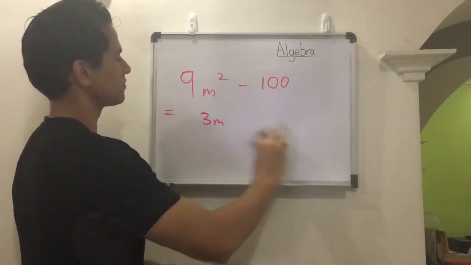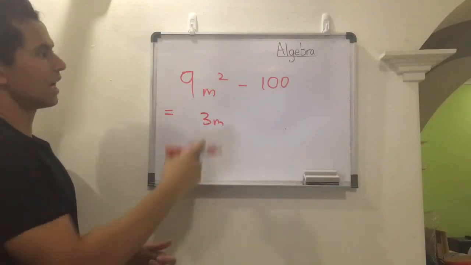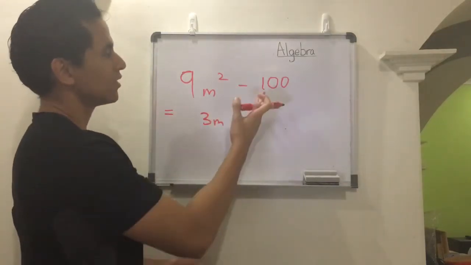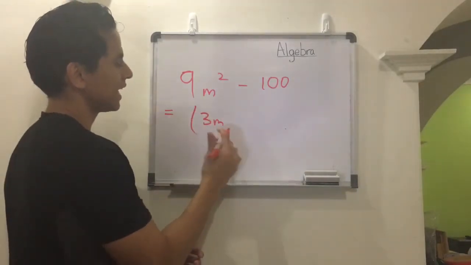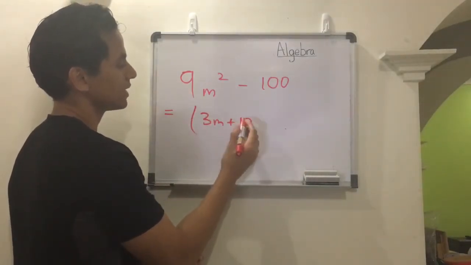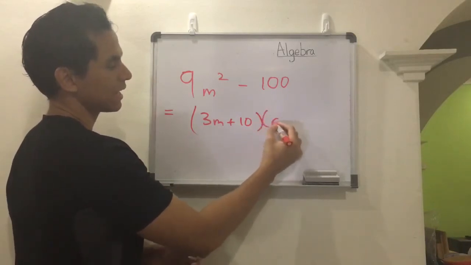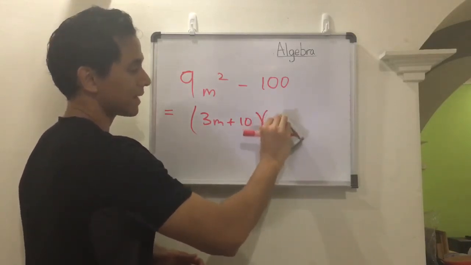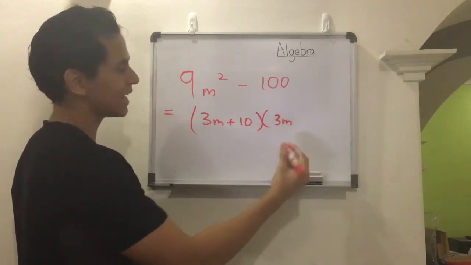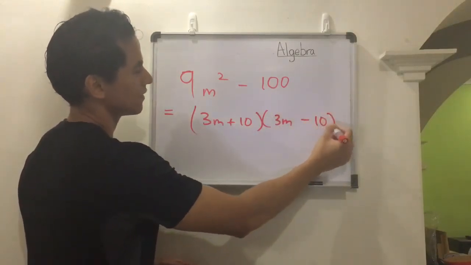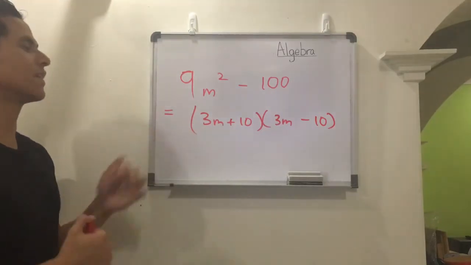Okay. And of course 100, you square root it, you just get 10, right? So therefore we use the identity as a plus b, because our b is our 10, and then a minus b, which will be, our a here is 3m and our b is 10, so 3m minus 10. Hence this is our final answer.